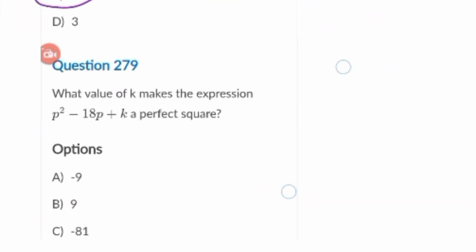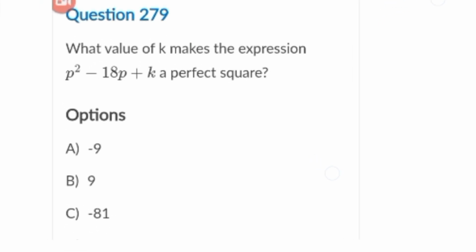The next one, 279. What value of k makes the expression p squared minus 18p plus k a perfect square? Now when you are doing perfect squares, all you have to do is look for the square of half the middle term. Okay, the square of half the middle term.